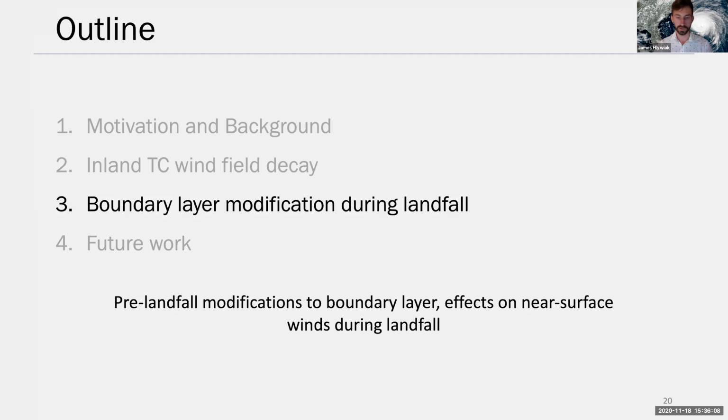So I'm talking about how the upstream land surface modifies the boundary layer, and then how that in turn affects the 10-meter surface wind field.